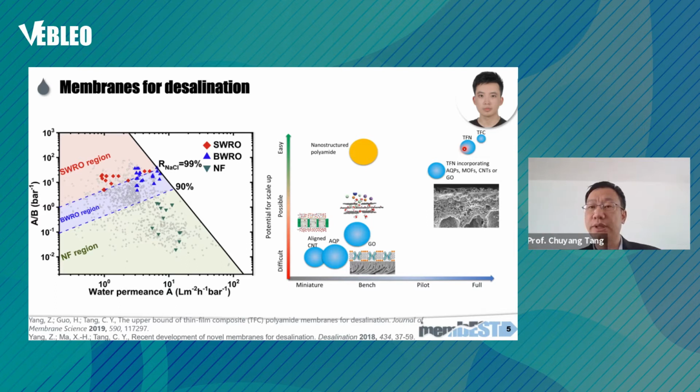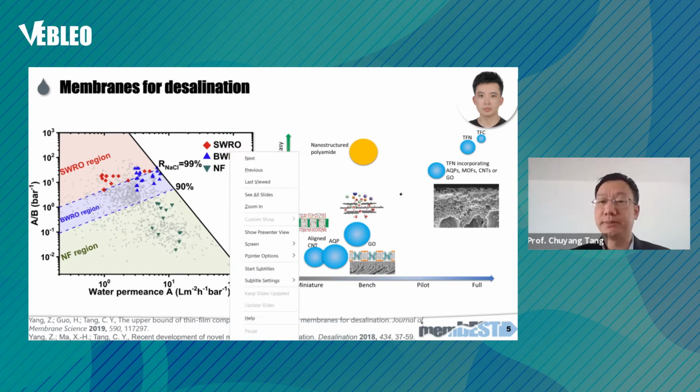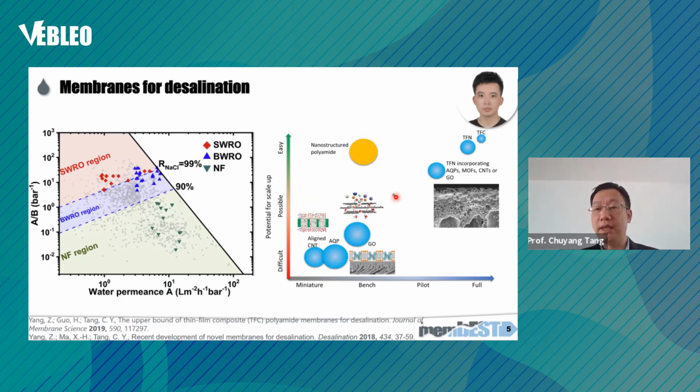So the question is, can we find a combination? Can we find a combination where the membrane has very good performance in terms of water permeance and selectivity? Can we find a membrane somewhere in this quadrant while we can still mass produce it? So this is the aim. I'm trying to convince you, yes, through use of advanced nanotechnology and biotechnology, we can do something better.